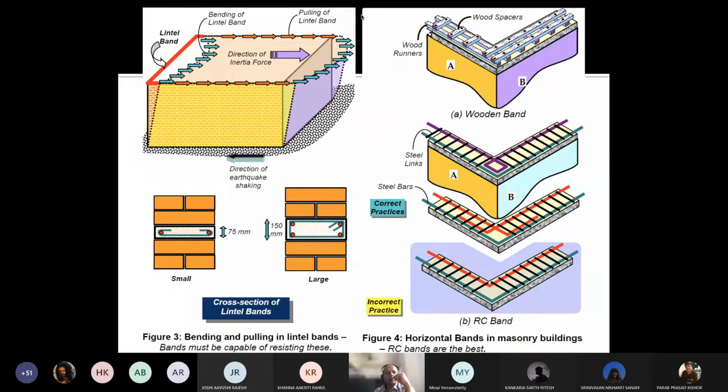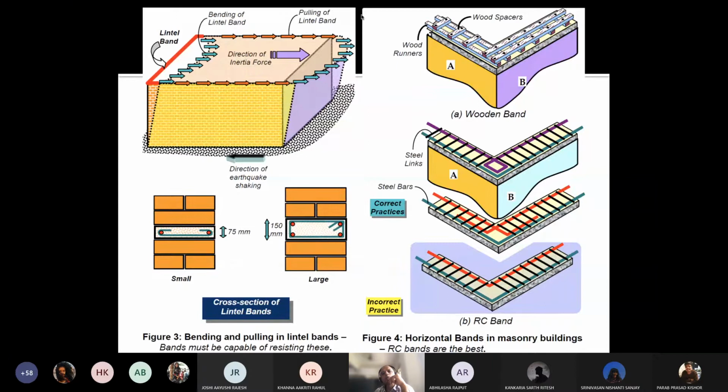These are some diagrams. Now we come to the reinforced structures. Here this is not an RCC frame structure, but how should the bands be constructed? How should the lintel bands, or even the horizontal or floor bands, be constructed? Where it is a traditional method and wood is available, you have a wooden band, which you must have seen in the traditional houses that we have documented.